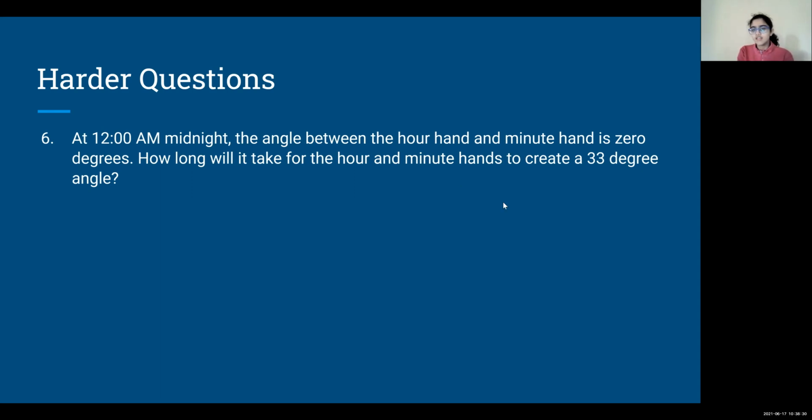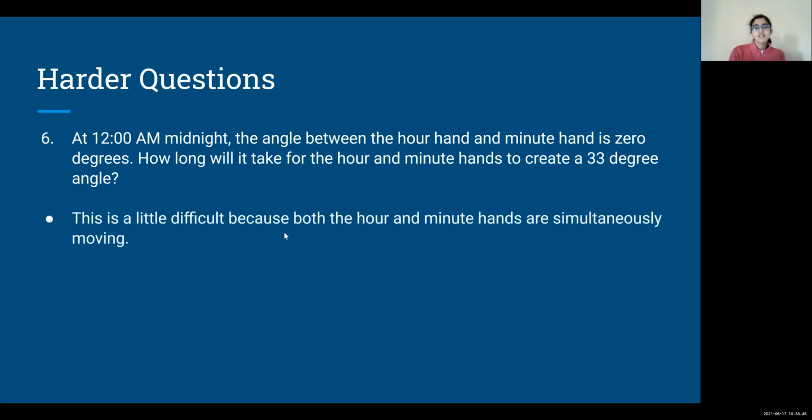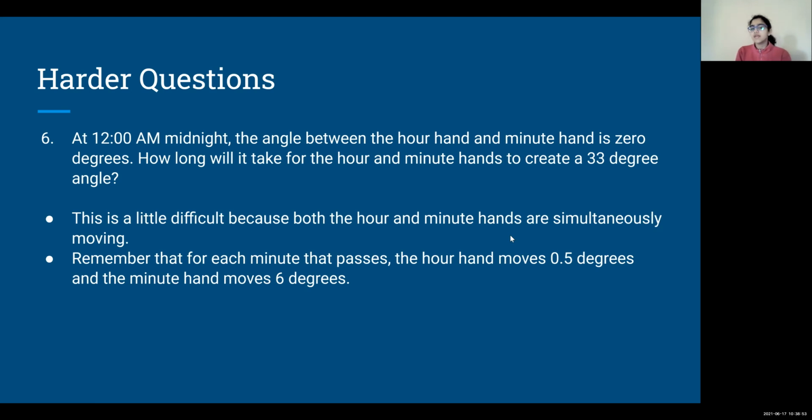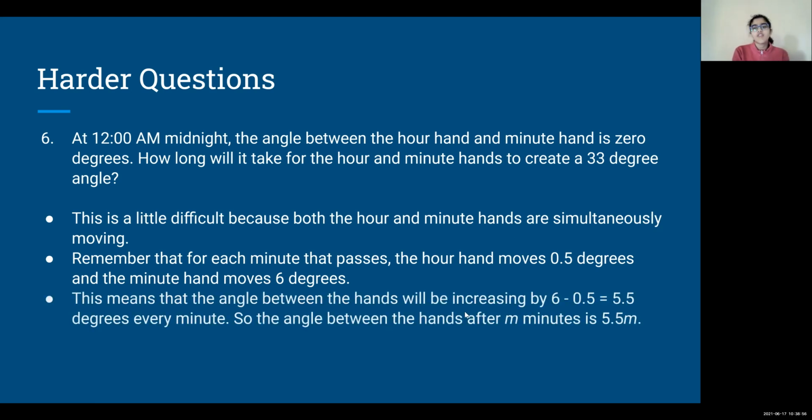Okay, so I've seen at least 3 correct answers. So I will explain the question. This is a little difficult because both the hour and minute hands are moving at the same time. After each minute passes, the hour hand moves 0.5 degrees and the minute hand moves 6 degrees. So that means that there's a 5.5 degree change every minute. So after m minutes, it's 5.5m degrees between each of the hands, right?